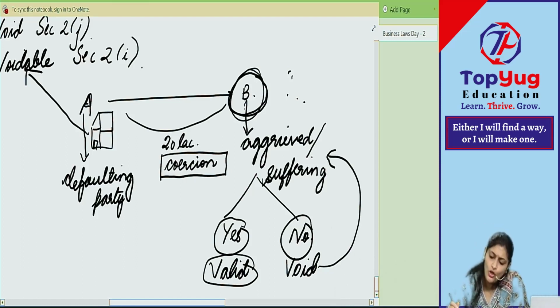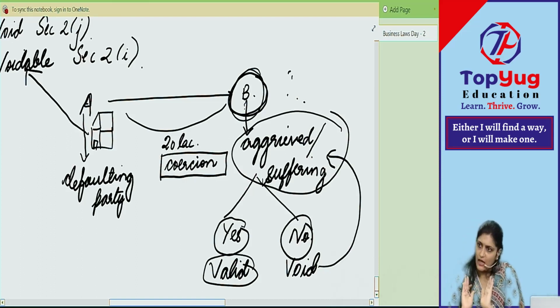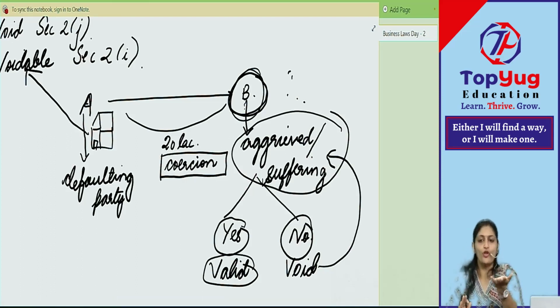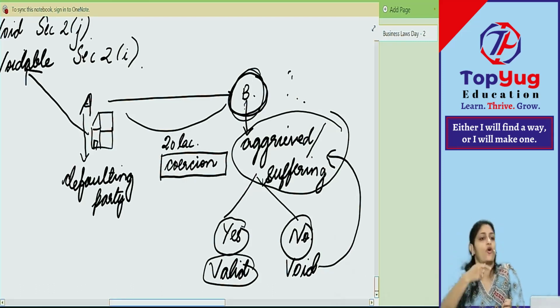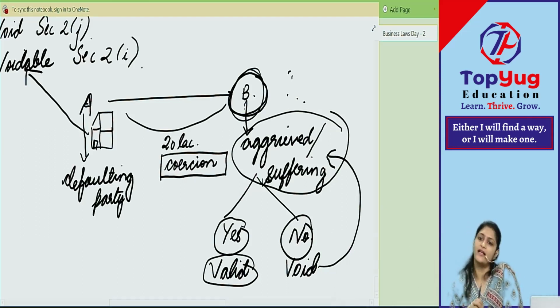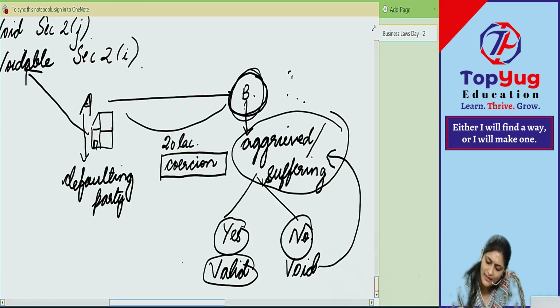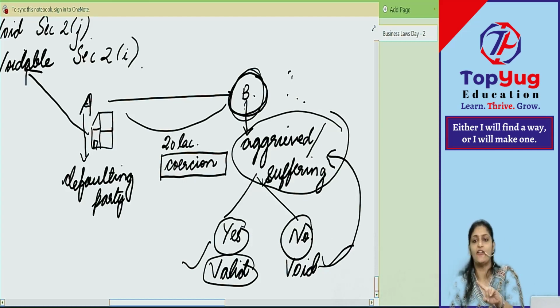So it is at the option of the aggrieved party. If he wants, he can keep the house with himself and make the contract valid, saying okay, no problem, though you have threatened me, but now the house is very nice, I want to keep the house. Or else he can say, I don't want this house, you did wrong to me, I will go to a court of law. He is going to the court and telling the court, no, I don't want the house, I want my 20 lakh rupees back. So he can make it valid or he can make it void. So this option is given to the aggrieved party.